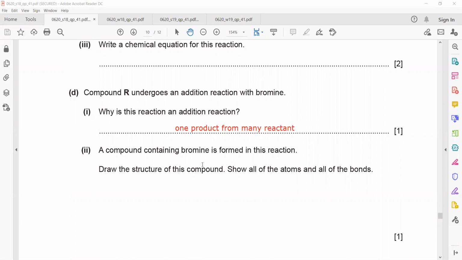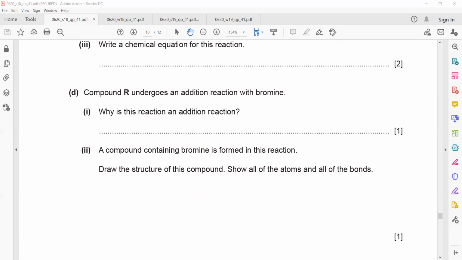A compound containing bromine is formed in this reaction. Draw a structure and show all the atoms and all the bonds. So propene is there. This was propene, the structure which was given: CH2, CH and CH3. When it reacted with bromine, Br2, one bromine added to the first carbon and the second bromine added to the second carbon and the double bond will break. So we just have to draw the product.